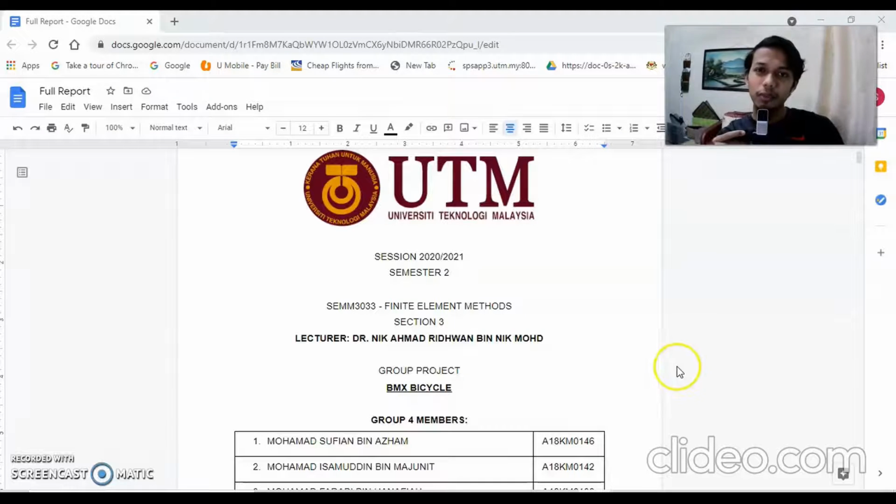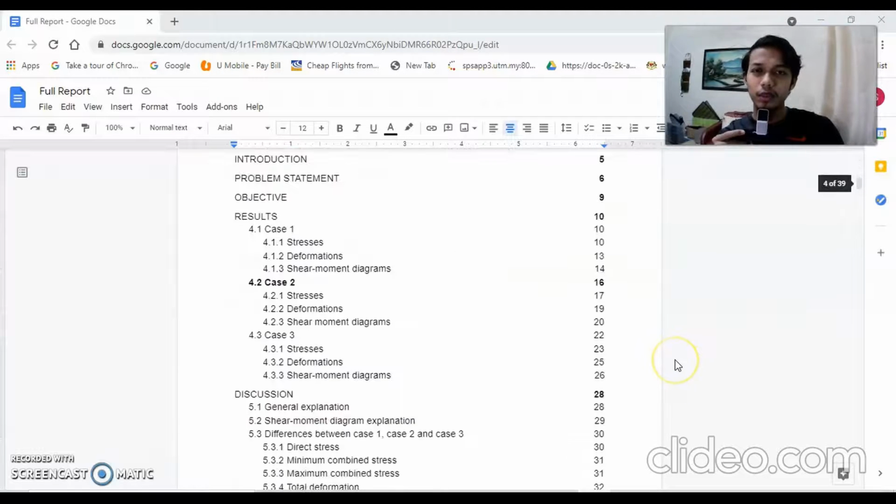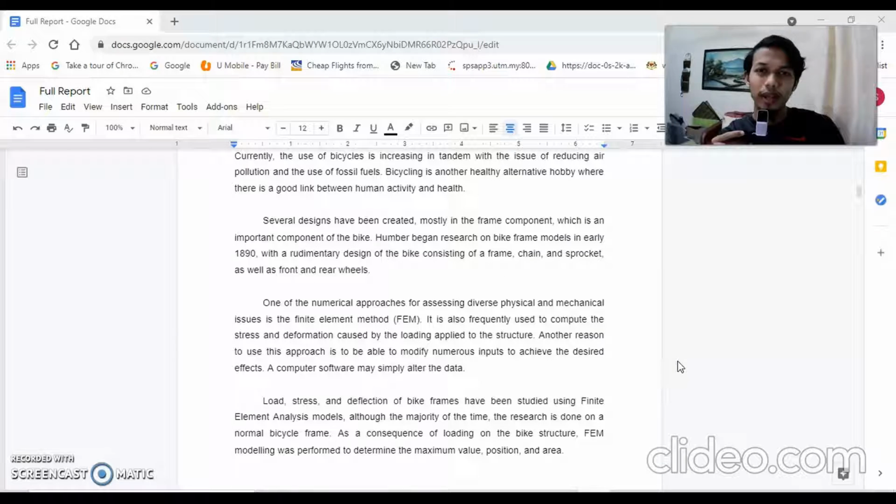Before we go further, let me introduce what we are doing for the project. Our project is to analyze the cycle frame using ANSYS software. ANSYS software is actually used in the real-life industry, and we think this is a very good early exposure for learning material.